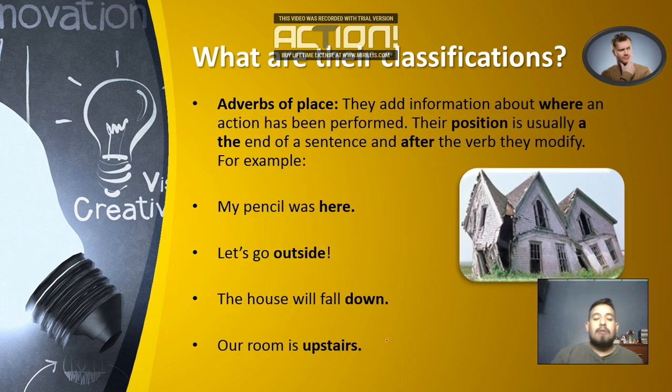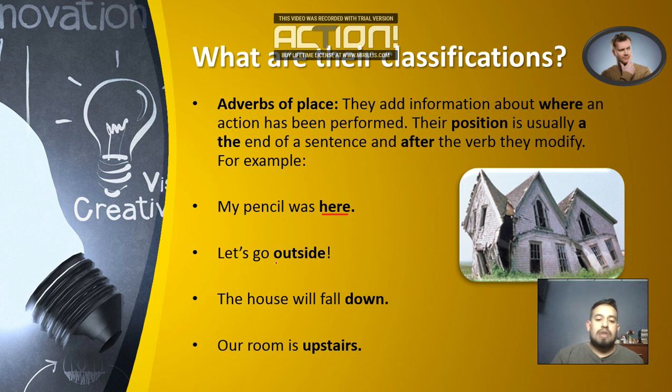Then we have adverbs of place. They add information about where an action has been performed. Their position is usually at the end of a sentence, and after the verb they modify. For example, my pencil was here. If we ask where was your pencil, we can answer with the adverb here.